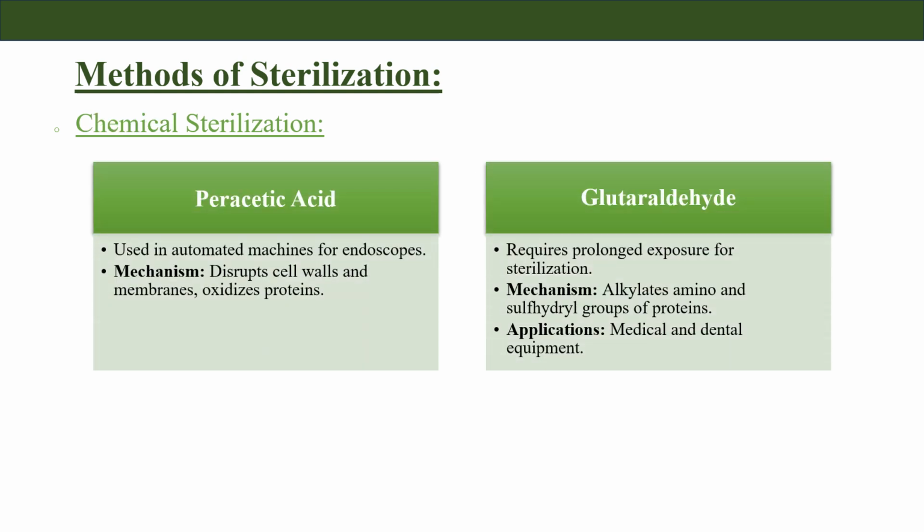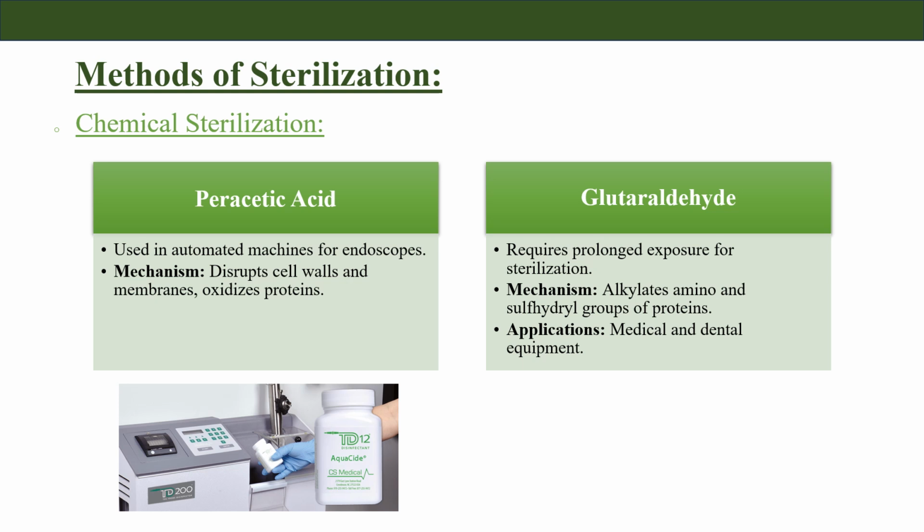Chemical sterilization methods. Peracetic acid, used in automated machines for endoscopes. This chemical disrupts cell walls and membranes and oxidizes proteins. Its potent oxidizing action ensures complete microbial destruction.